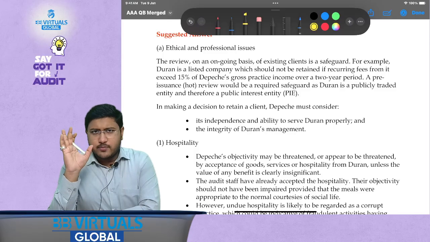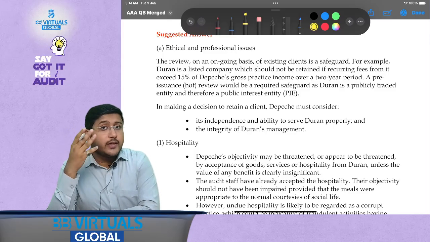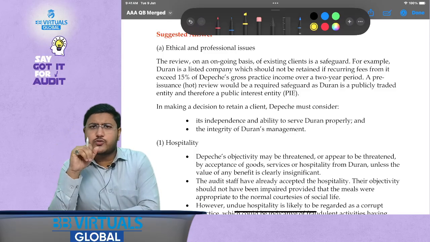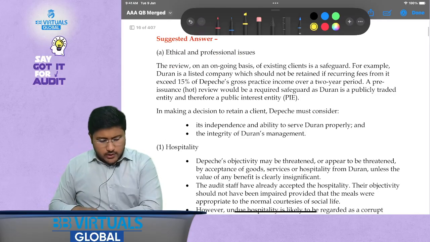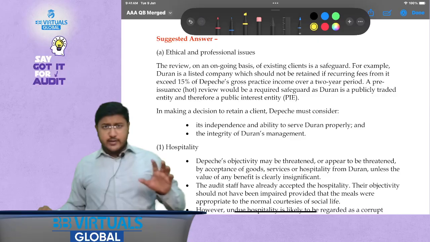Okay, this was a pretty simple question to be honest, right? But it is asked in the examination also, and similar questions could be asked from the ethics chapter. So that is why I have taken this question in the question bank also. So let's read the suggested answer and see if there is anything to understand.